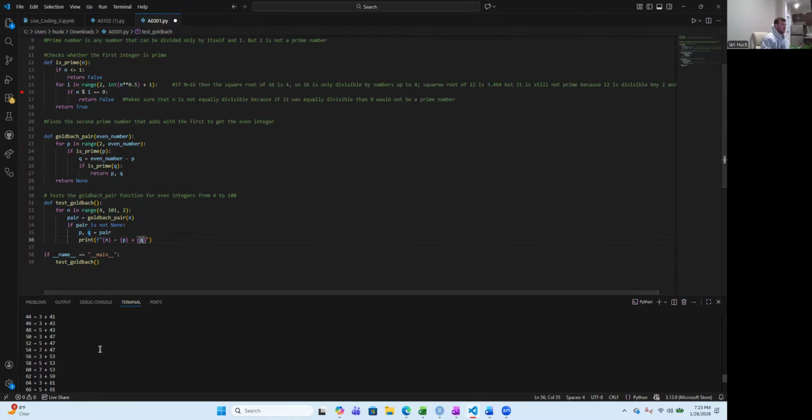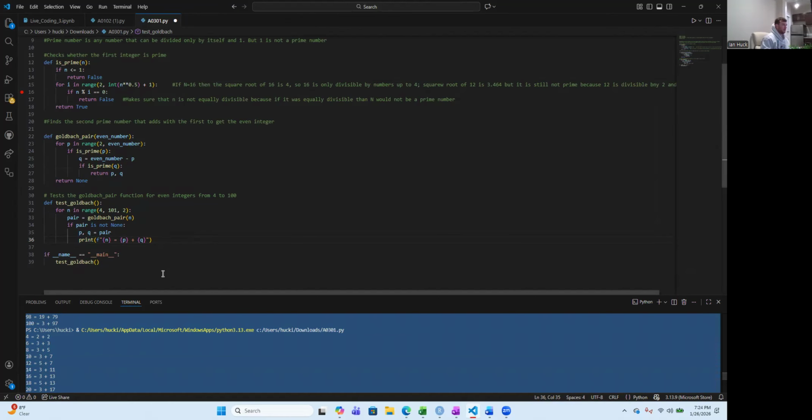Hopefully that makes sense. And then we have all the prime numbers and all even integers greater than 2, all the way up to 100 in the terminal. And every single one of these addition combinations, these are all prime numbers. So it worked. This pulls the first prime number, and based off that first prime number, this function pulls the second number. Okay, and we are done. It's 3 minutes.